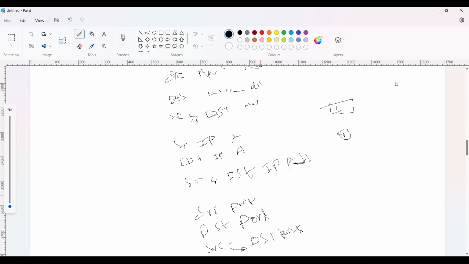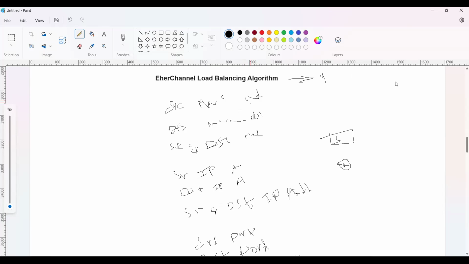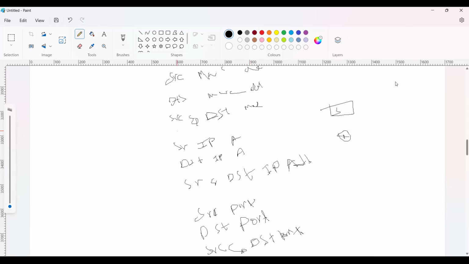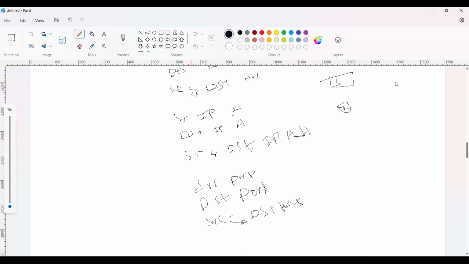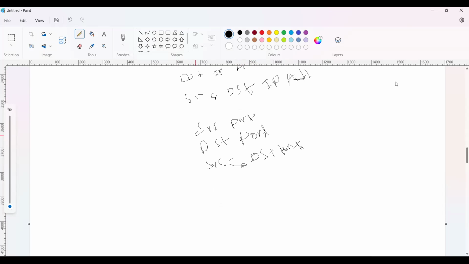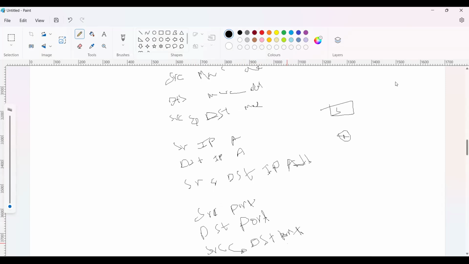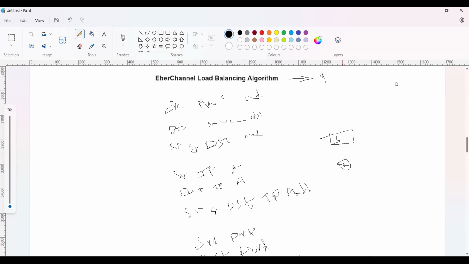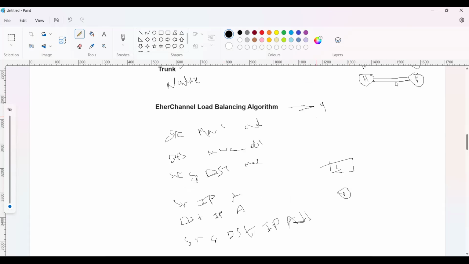Here we have 9 algorithms: source MAC address, destination MAC address, source and destination MAC address, source IP address, destination IP address, source and destination IP address, source port number, destination port number, and source and destination port numbers. Three, three, three, nine. These are the algorithms we should have here. Based on the algorithm, the port channel will work. Port channel will load balance the information.